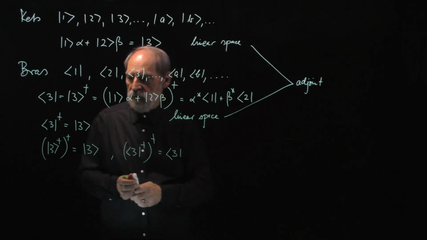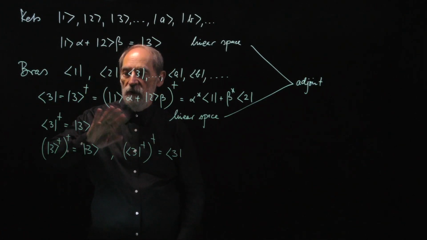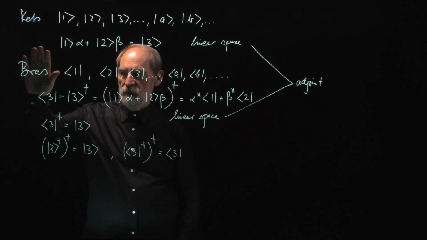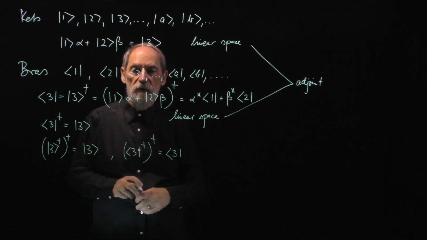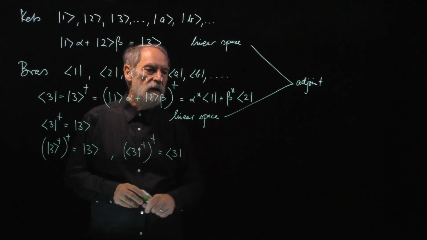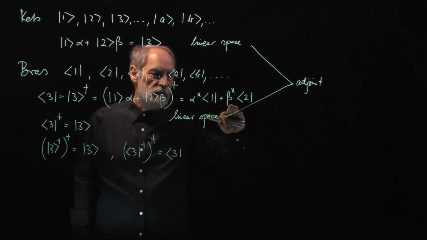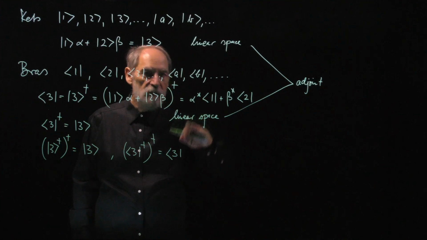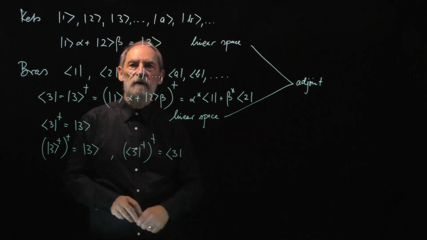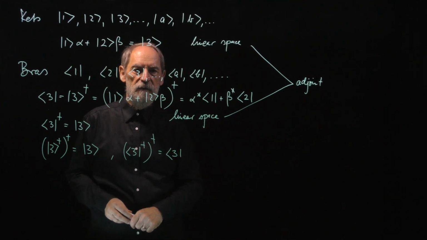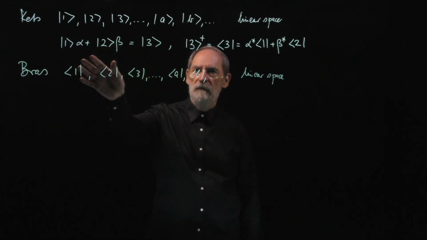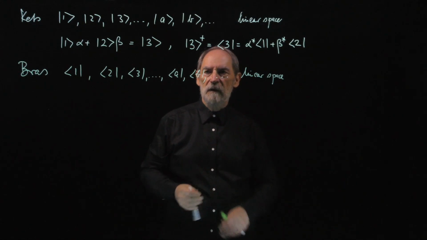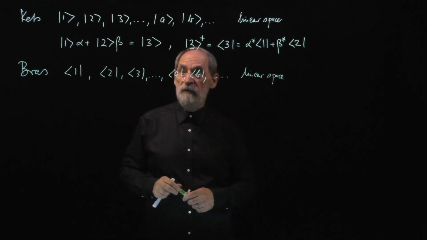So we have this one-to-one relation between kets in the ket space and bras in the bra space, and that operation that converts one into the other is what we call the adjoint. And we remember that it involves complex conjugation, in particular for such coefficients that appear in linear combinations. So we have the linear space of the kets and the linear space of the bras, and they are related to each other by this operation that we call taking the adjoint.